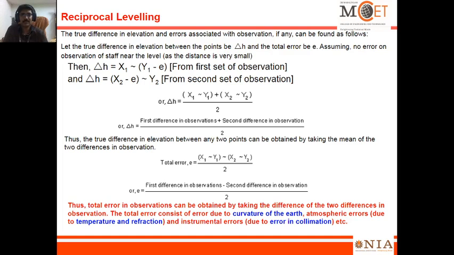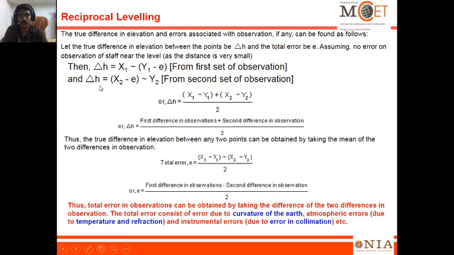As the distance is very small, the difference del h when the instrument is at L is x1 minus y1, which should be the actual reading, but there is an error that should be detected, minus e. So y1 minus e from the first set. Similarly in the second set, y2 is free of error, but x2 is with error, so x2 minus e minus y2. If we require the total error, we have to make the summation.